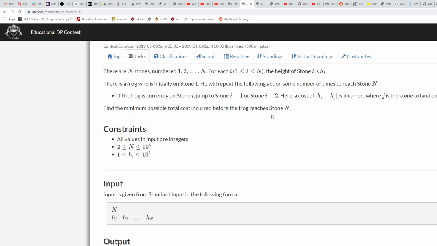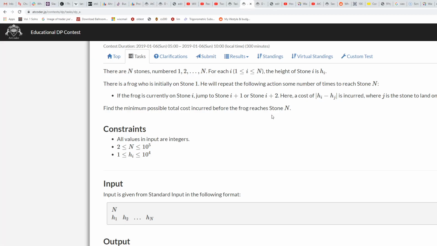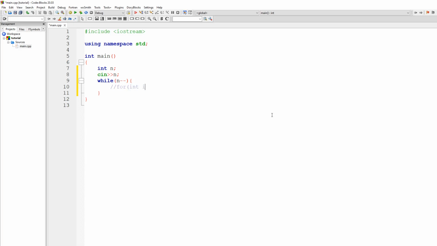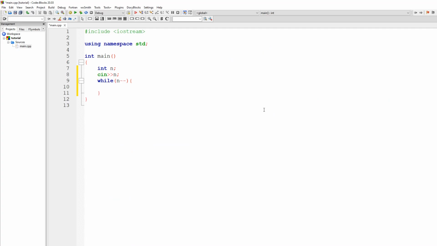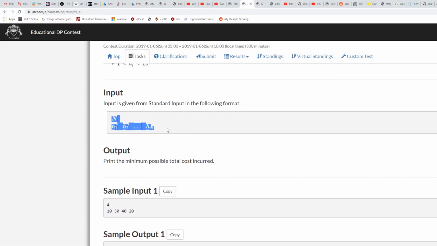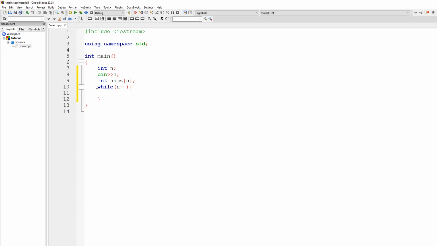Alright, your input is n. While n minus minus, that's just an equivalent of a for loop. You could write for i equals 0, i less than n, i plus plus, but this is faster and it looks more professional. I don't know. Anyways, yeah, we're reading this n. But we also want to declare a nums array, like I said. Nums array of size n.